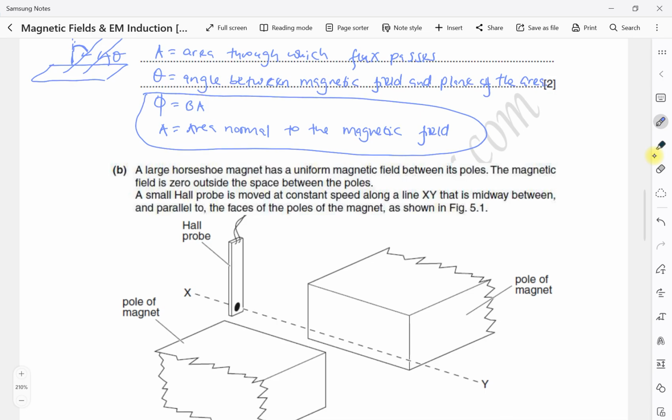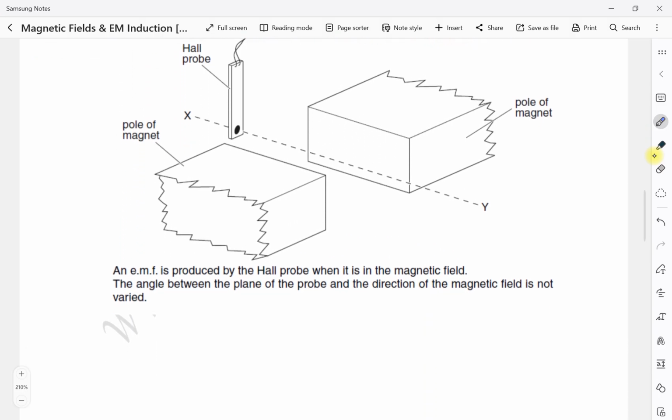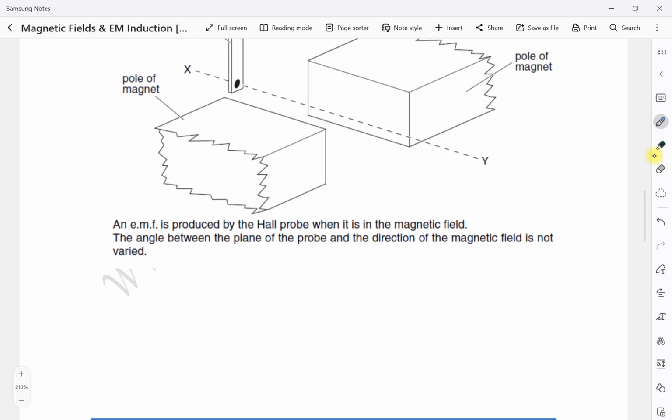A large horseshoe magnet has a uniform magnetic field between its poles. The magnetic field is zero outside the space between the poles. A small Hall probe is moved at a constant speed along a line xy that is midway between and parallel to the faces of the poles of the magnet as shown here. An e.m.f. is produced by the Hall probe when it is in the magnetic field. The angle between the plane of the probe and the direction of the magnetic field is not varied, so the angle is remaining the same.